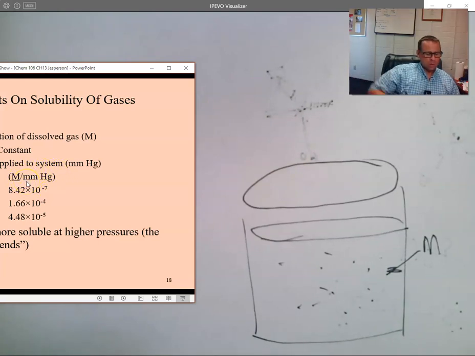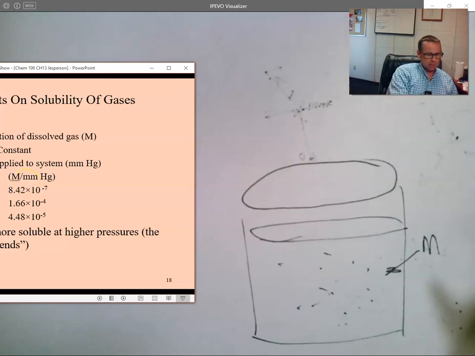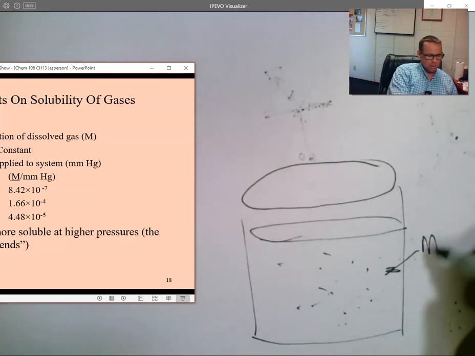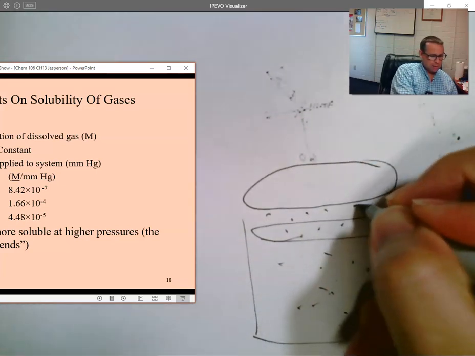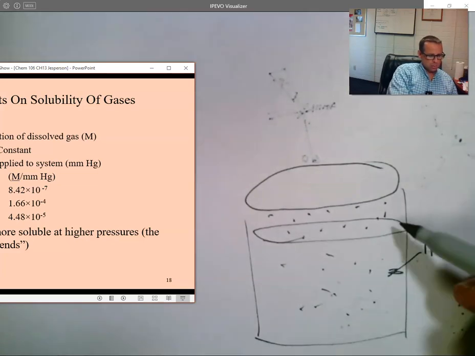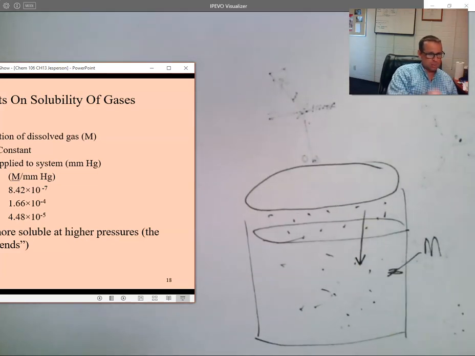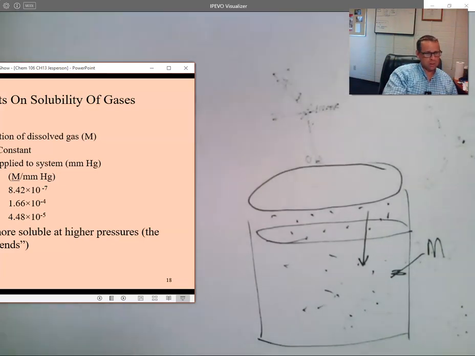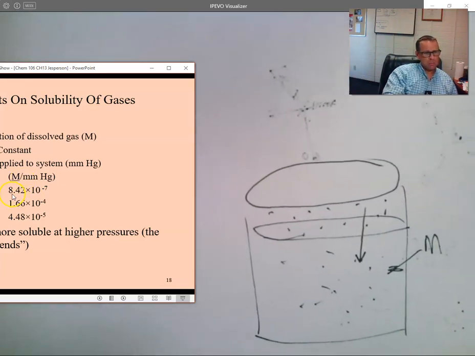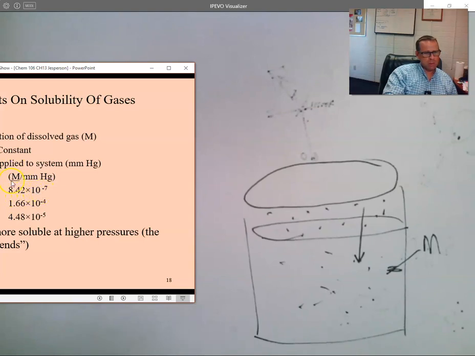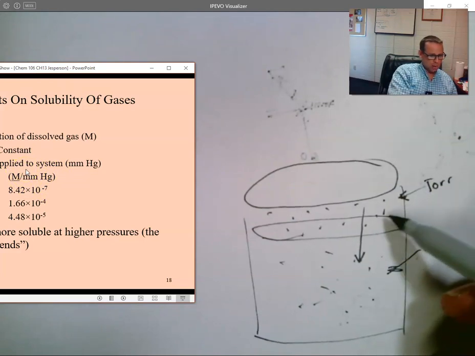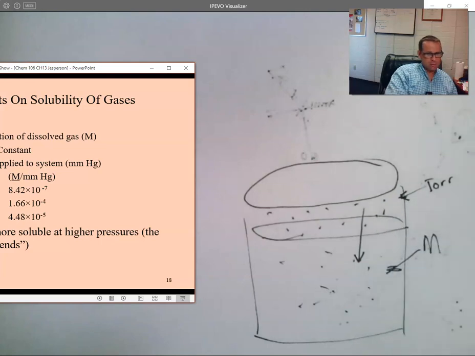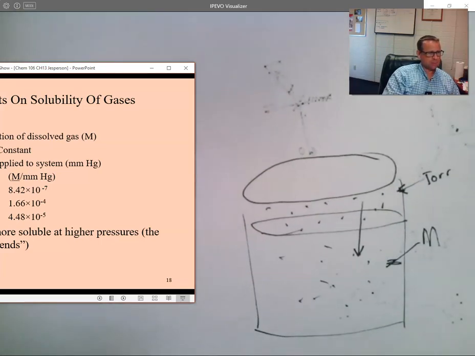So hopefully, when we think about that, how in the world is the molarity going to depend on the pressure? Well, what they're saying here is the pressure of the gas above that liquid will determine the molarity that actually dissolves in the liquid. So, for example, 8.42 times 10 to the minus 7 molarity for every millimeter of mercury, or torr, that you have of that gas above that liquid. Did you follow that, Sarah?